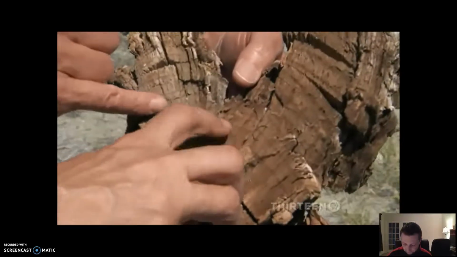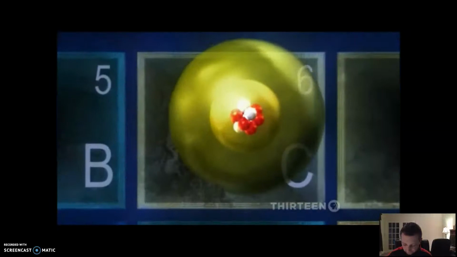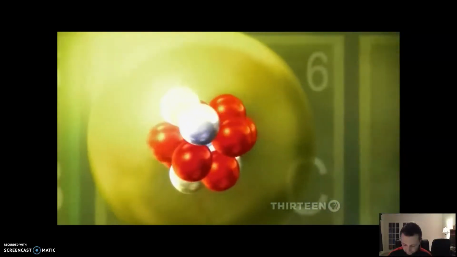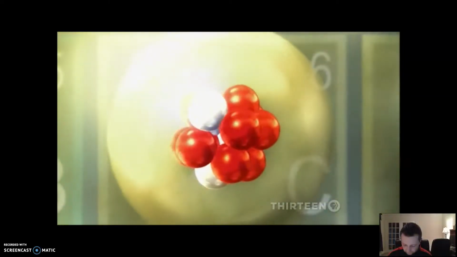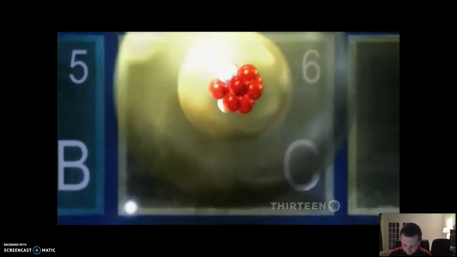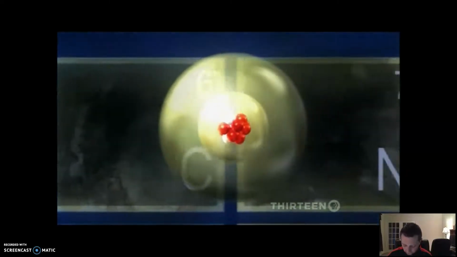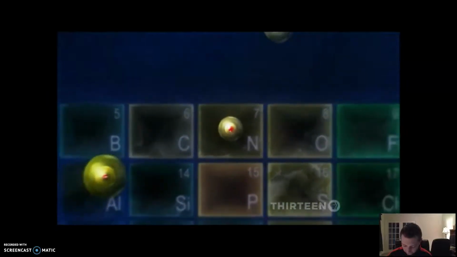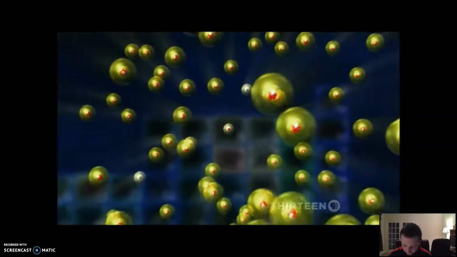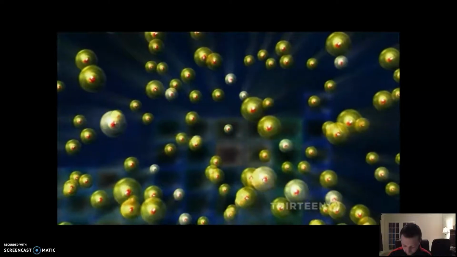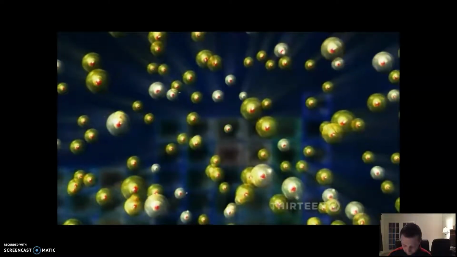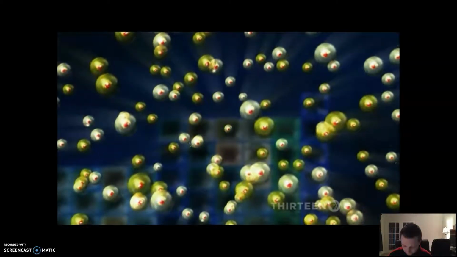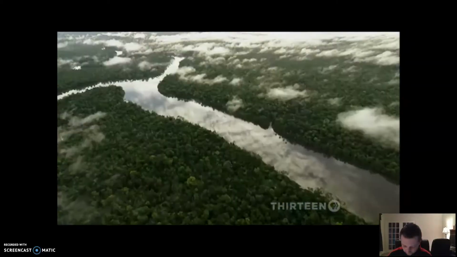Unlike the other natural isotopes of carbon, carbon-14 is unstable. Over time, its atoms begin to deteriorate. One of its neutrons turns into a proton and spits out an electron. Now with 7 protons instead of 6, it's turned into nitrogen. That process is called radioactive decay, and scientists know exactly how long it will take for half of any amount of carbon-14 to decay away. Scientists call that time its half-life.